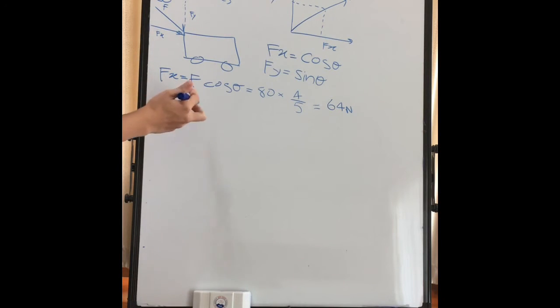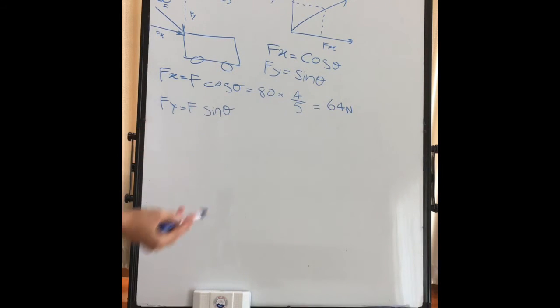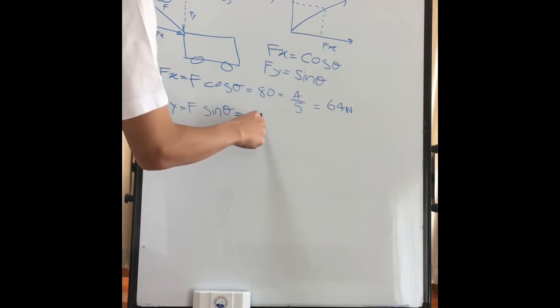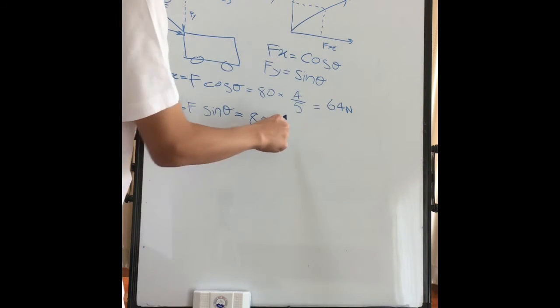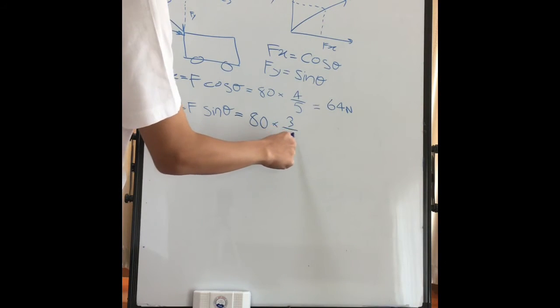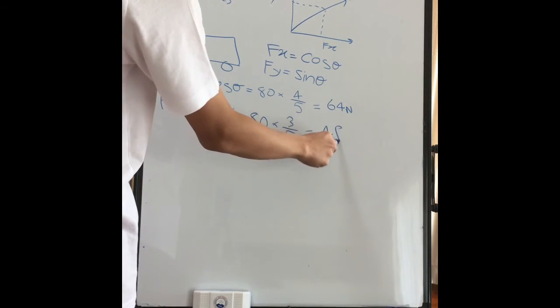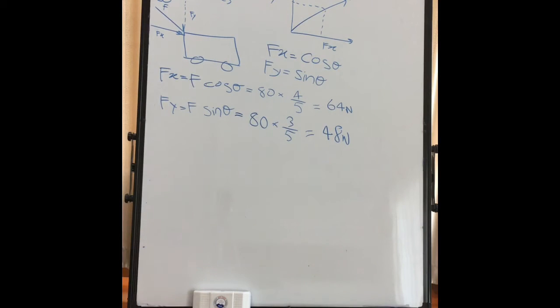And for Fy, we use F sine theta. So F is 80 multiplied by 3 over 5. So we get 48 Newton. So on horizontal we get 64 Newton and vertical we get 48 Newton. So pretty much it.